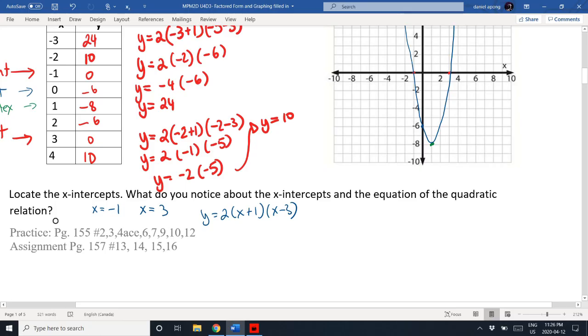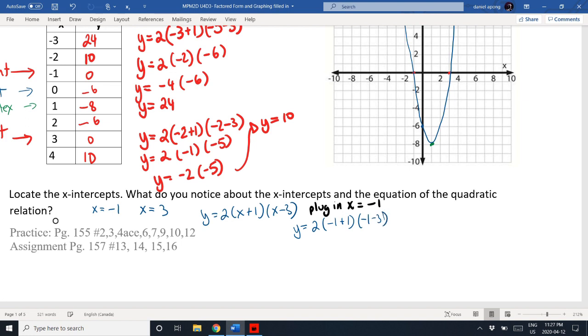Let's try plugging in our x-intercept values into our equation to see what makes it 0. So let's plug in x is equal to -1. So we have our equation here. I'll just write that underneath. Y is equal to 2 bracket -1 plus 1 and -1 minus 3.